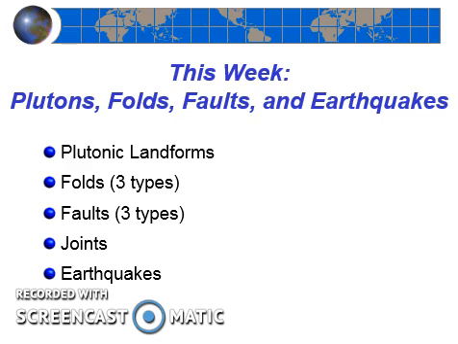This week, we continue our discussion of Earth's internal processes and cover the following major topics: intrusive igneous structures, also called plutonic structures or landforms. We cover folds, 3 different types of folds, and we cover faults, 3 major types of faults and some subtypes. We cover joints, and then finally earthquakes.